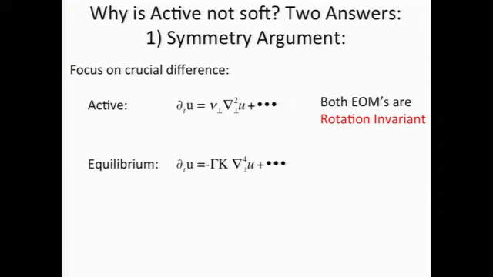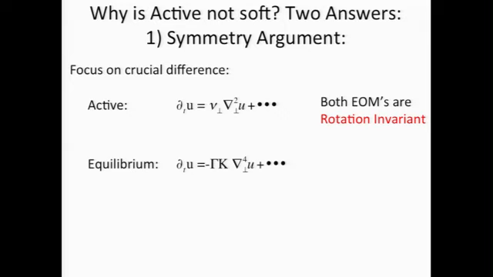If you create a U that varies only in that direction, that corresponds to tipping the layers a little bit. That means U is linear in X. If you put in a U that's linear in X on the right-hand side of either one of these equations, you get 0. So both equations are rotation invariant. Okay? So that's not the difference. The difference is that the one on top is active and the one on the bottom is not.